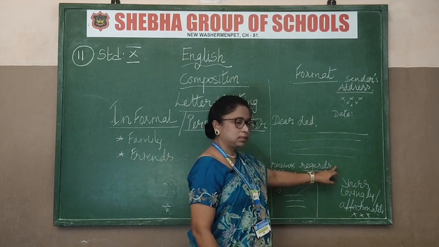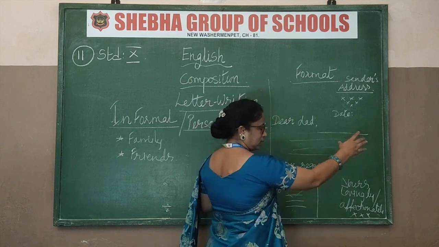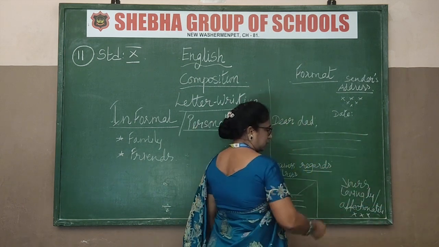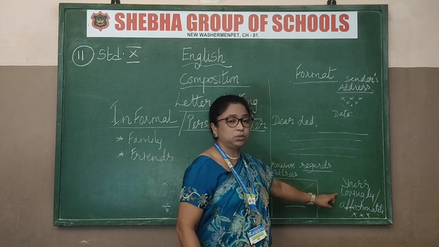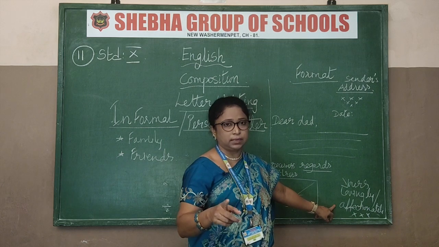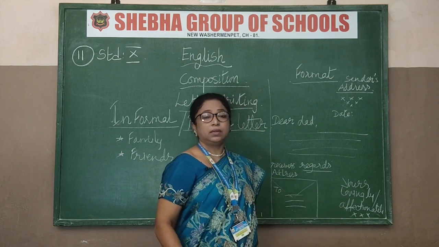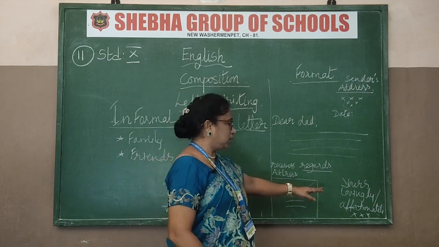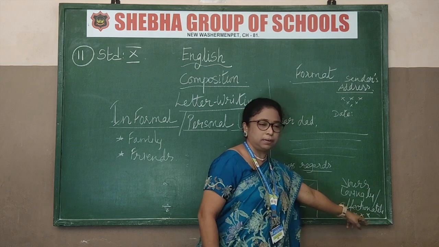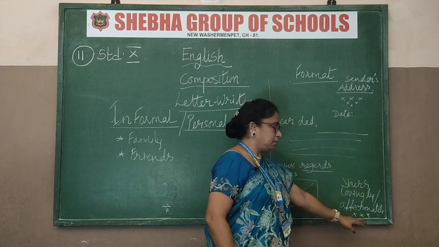So regards, conveying regards, and then finally you come to the right hand side corner, this side: yours lovingly or yours affectionately, because these words are used only in personal letters. Yours lovingly, yours affectionately, affectionately yours, however you can change. And finally, last, the name, your name. The sender's name should be written here.